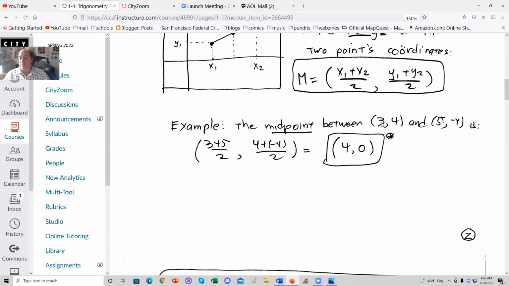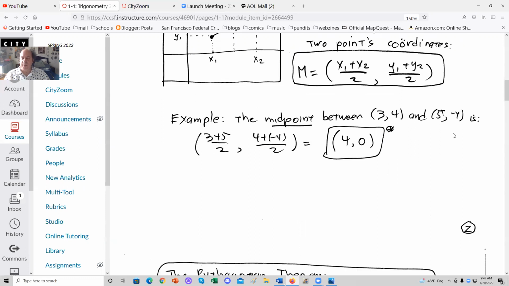So for example, the midpoint between 3 by 4 and 5 by -4 is 3 plus 5 over 2 by 4 plus -4 over 2. This is 8 halves or 4, this is 0 halves or 0. The midpoint is 4 by 0.